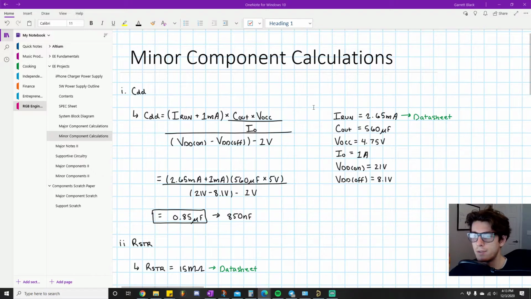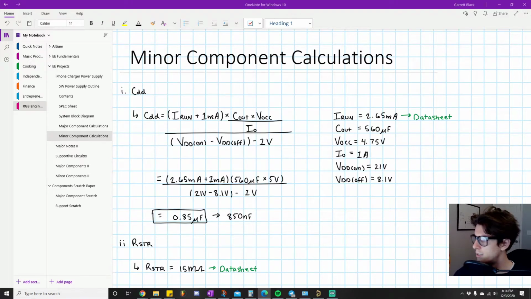They give us some new terms that we have to look up. So we have IRUN. If you look in the glossary, it is referring to the, actually I don't know if they mention IRUN. Well, I know they mention it in the data sheet.